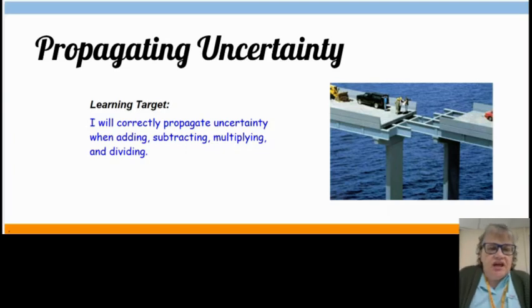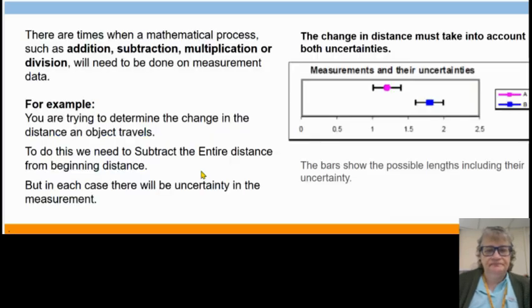Our lesson for today is propagating uncertainty. Propagating is a really big word, but it has to do with how the uncertainty changes based on if you multiply, subtract, add, divide, etc. So our learning target is: I will correctly propagate uncertainty when adding, subtracting, multiplying, and dividing.